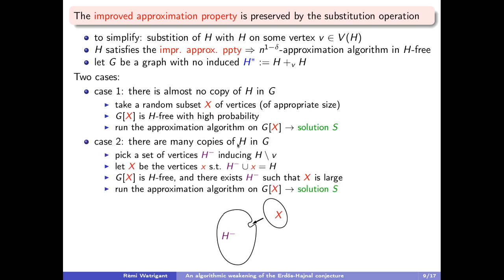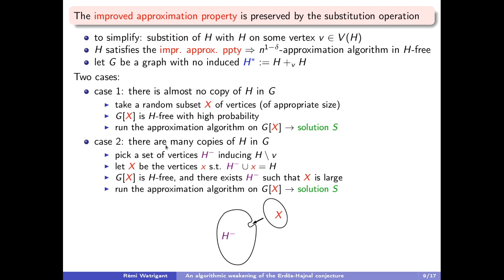Second case, there are many copies of H. In that case, you pick a set of vertices that we call H minus, which induces H minus the vertex V we are using for the substitution. Okay, so this is H minus the vertex V. And we consider all the vertices X with the right neighborhood with respect to H minus, such that adding any vertex from X to this set creates H. So obviously G of X is H-free, because having H somewhere here would create H star.